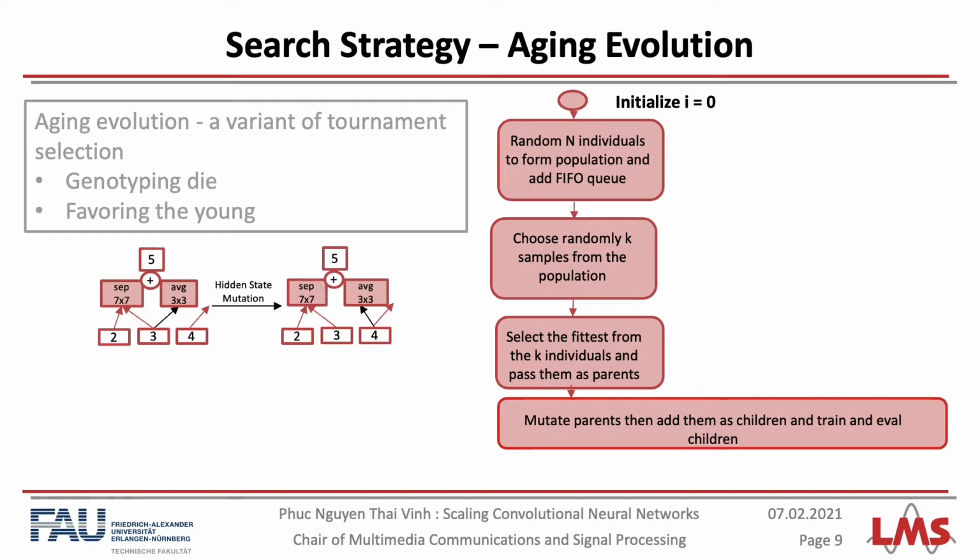And here is the mutation. As you can see, there are two types of mutation. The first one is the hidden state mutation, on one of the 5 pairs in the structure that I showed on the previous slide, and we randomly pick one of these 5 pairs.